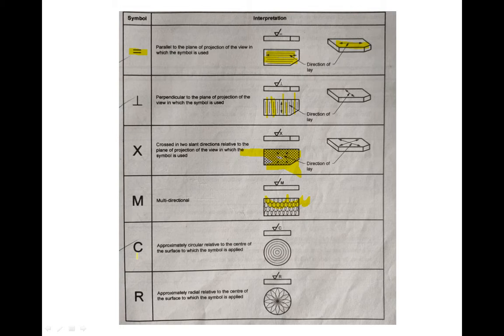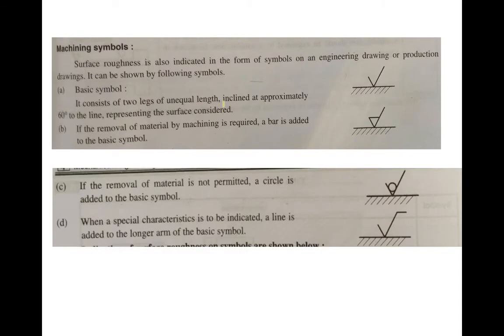Then C is concentric or circular, approximately circular, relative to the center of the surface to which the symbol is applied. This is the circular direction of lay, and this is the radial. So these are the symbols: parallel, perpendicular, cross, multidirectional, circular, radial. These are the directions of lay which are to be used in the general machining symbol. If you observe this general machining symbol, then at the right side the direction of lay will be given. So this is the direction of lay. Then next, general machining symbols.